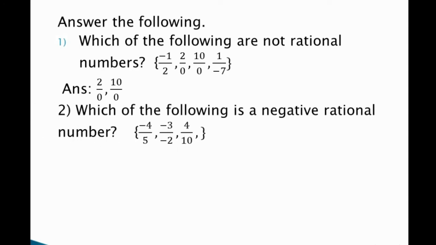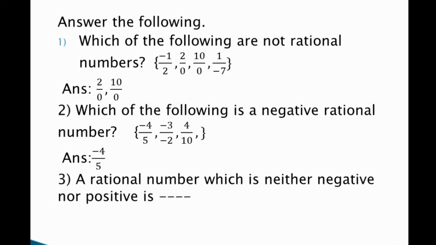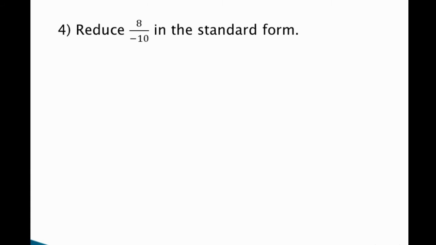Question number 2. Which of the following is a negative rational number? Answer: minus 4 by 5. Question number 3. A rational number which is neither negative nor positive is dash. Answer: 0.